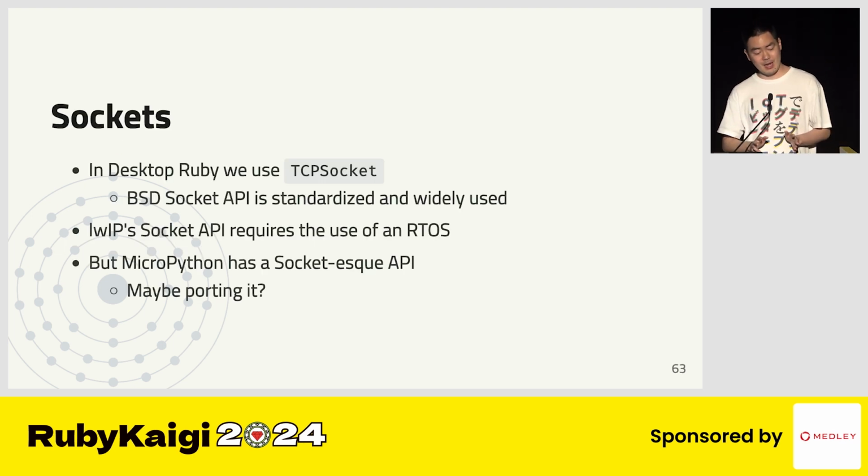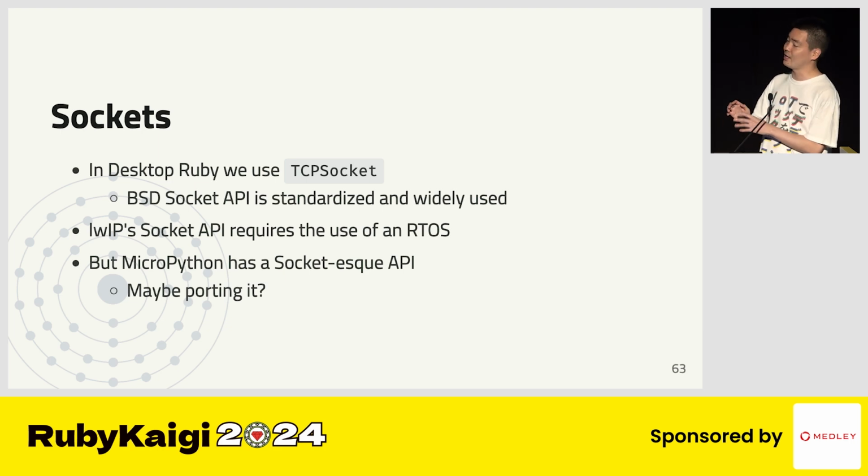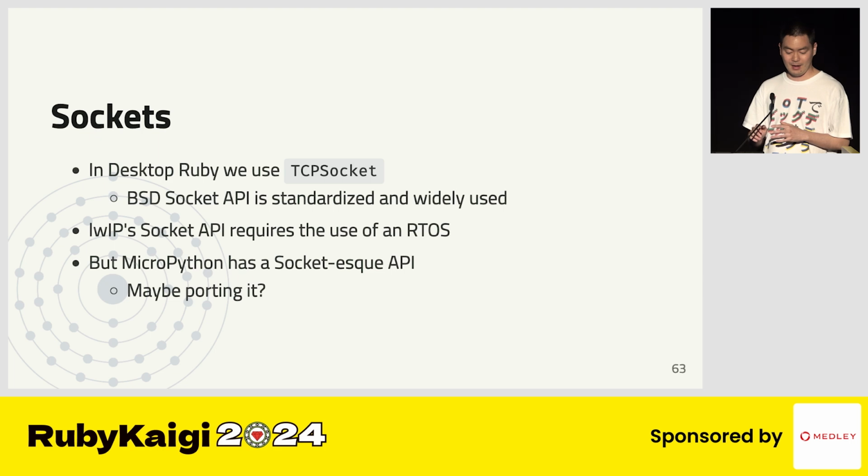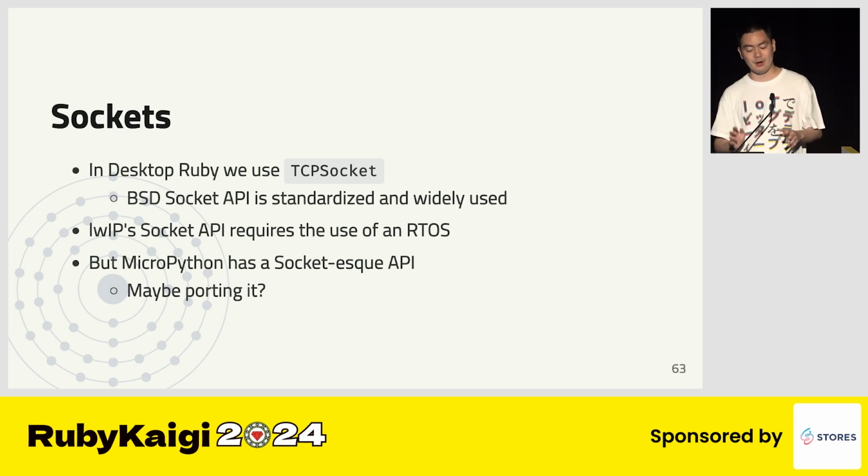And let's talk about the possible future work. In desktop Ruby, we use TCPSocket or Socket.tcp, which implements a BSD socket-esque API, which is standardized and widely used around many platforms. And LWIP has something like that, but it requires the use of an RTOS. We said that it's overkill for that reason. And MicroPython has a socket-esque API. I was first going to port MicroPython's network module into PicoRuby, but it was too much work, so I decided to do the basic minimal part first.